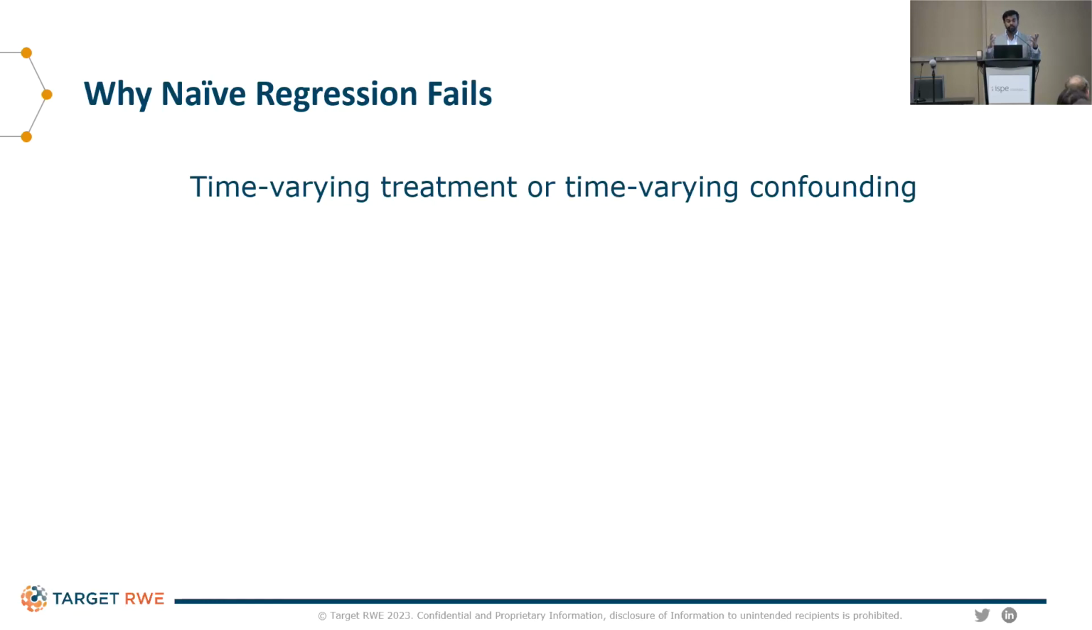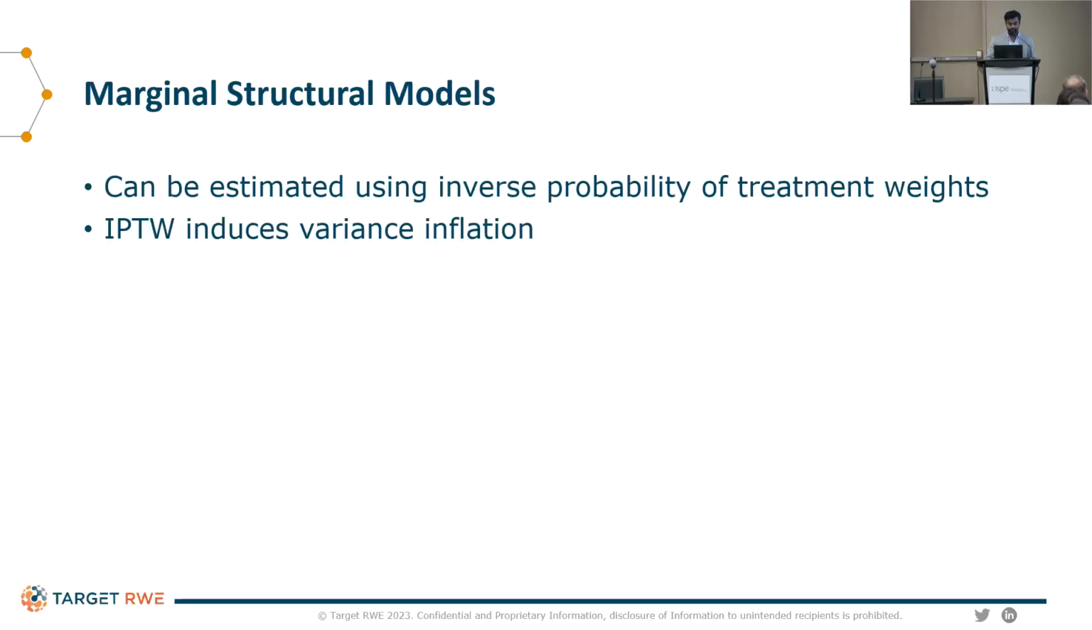And so the fundamental problem is anytime you have time-varying confounding or time-varying treatments, standard regression methods will lead to biased estimates, for observational studies or RCTs. So this is a general, quite broad problem. But we have some wonderful methods that can handle this kind of situation. There are marginal structural models that can be estimated using inverse probability of treatment weights. A drawback here is that IPTW can induce variance inflation.